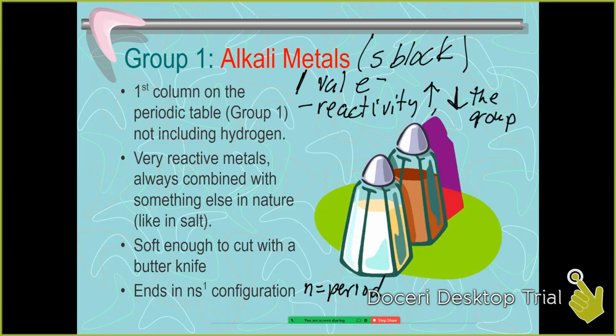So in other words, as you move down, they're going to get more reactive. And this is actually true for metals. The reason is that as you move down, the elements get larger, and the valence electrons get farther from the nucleus. So it's easier to lose those valence electrons, and that's what makes them more reactive as you go down your group.